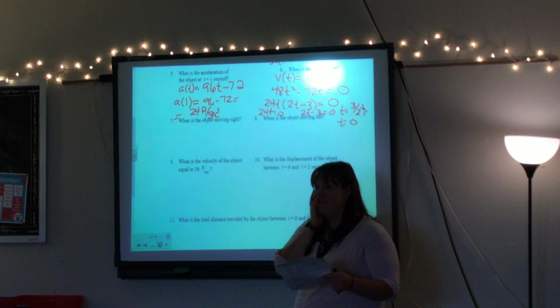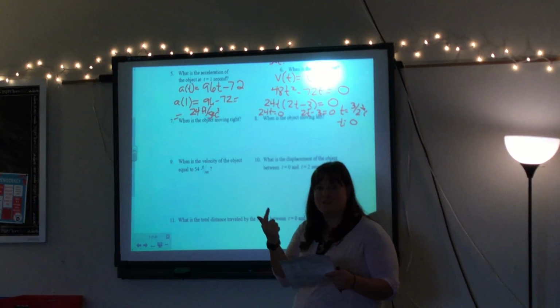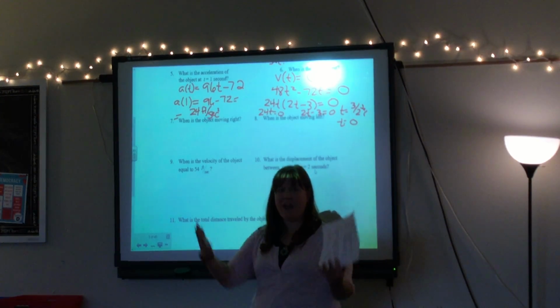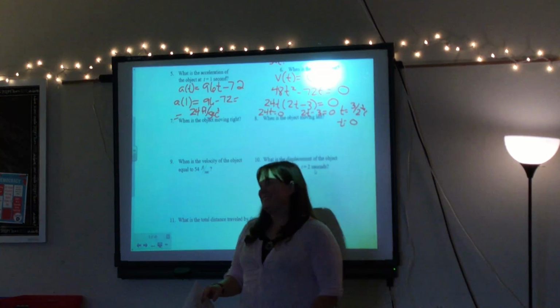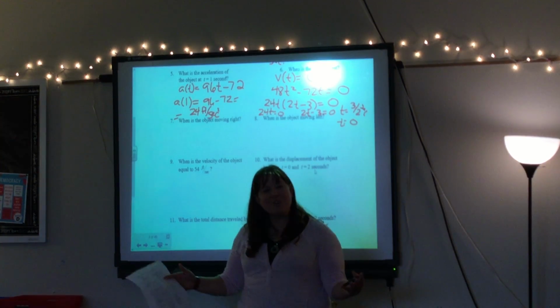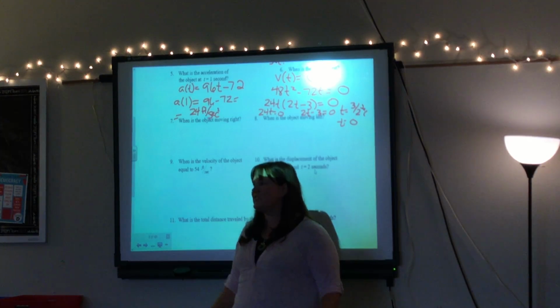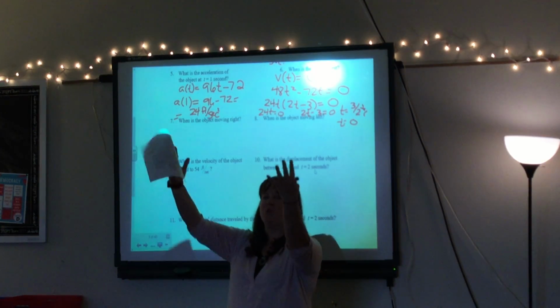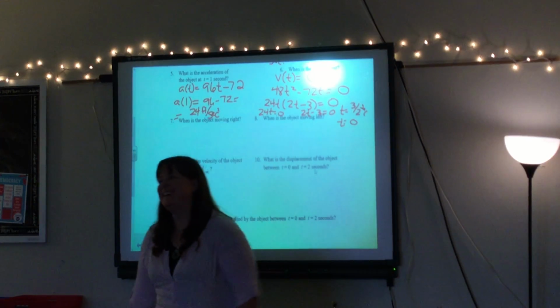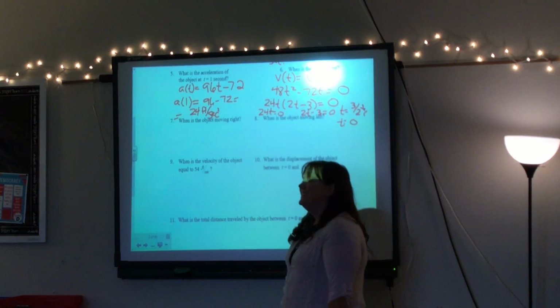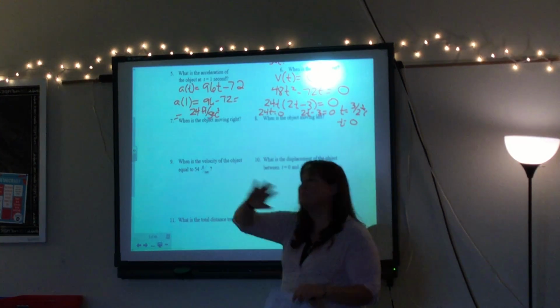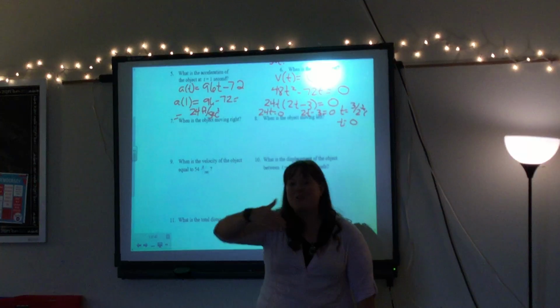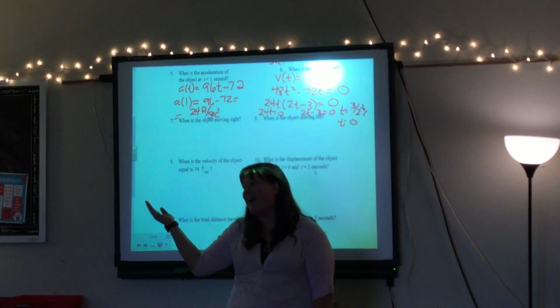When is the object moving right? When it's positive. When it's not moving. So remember that velocity has direction and magnitude. That's a vector. Velocity is a vector, which means it has direction and magnitude, right? So it's telling us how fast it's going, but it's also telling us whether it's going left or right.